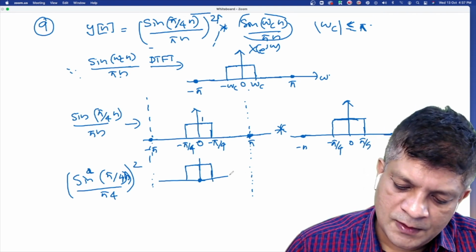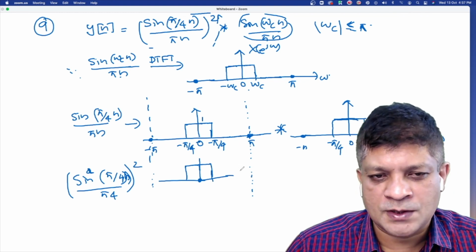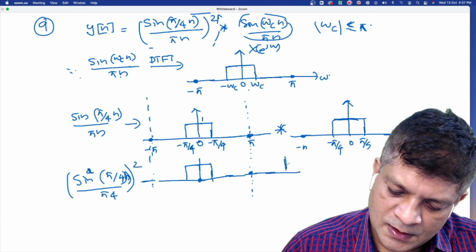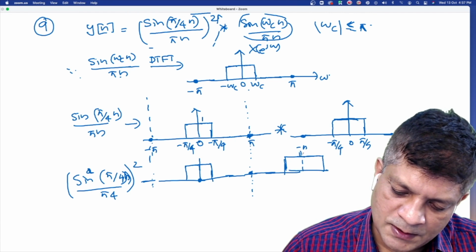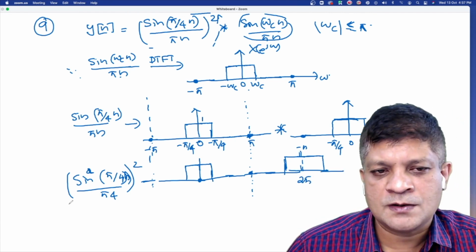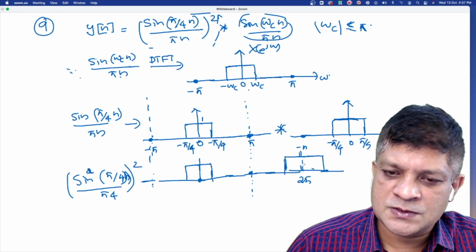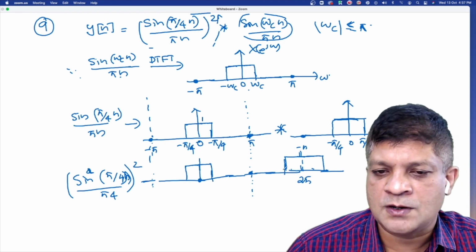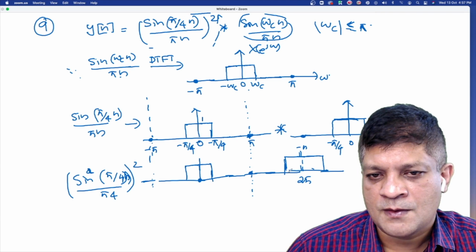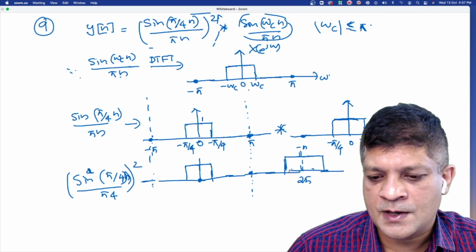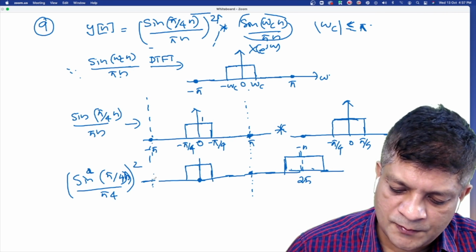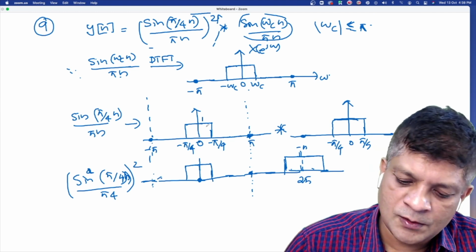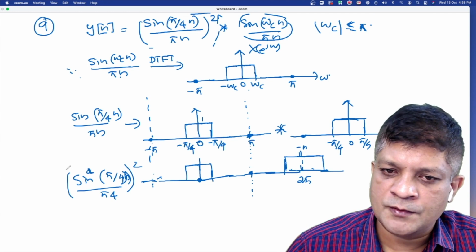While doing the periodic convolution, you have to be careful. If you consider the complete spectrum, when you shift it, you have to check whether some other portion is also coming in. If you consider only this part and do the convolution, sometimes you may get a wrong answer, because when you move this point, some of that part can come here and overlap with this. So we have to be careful.